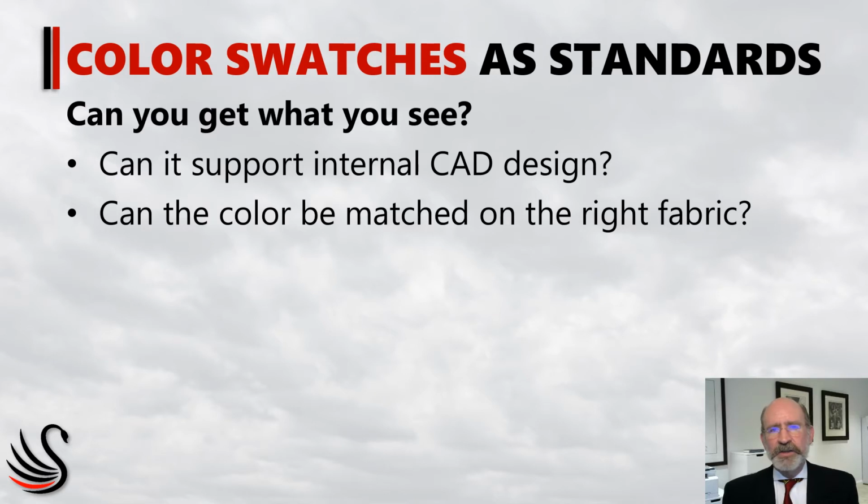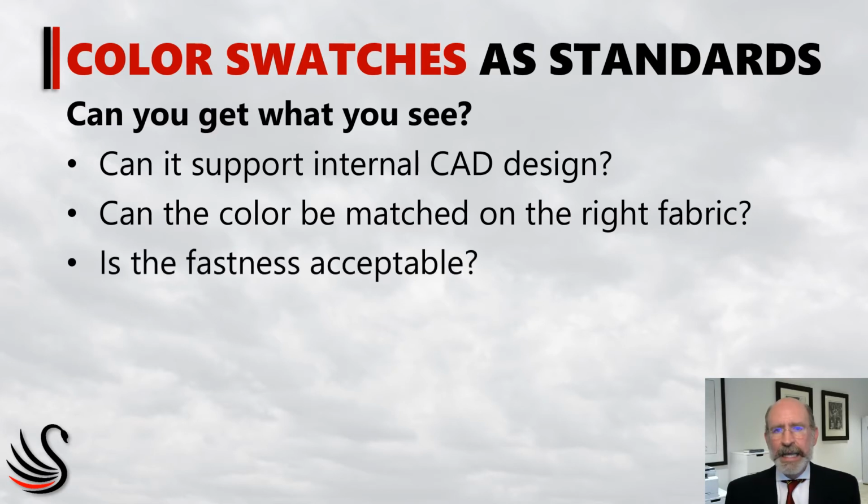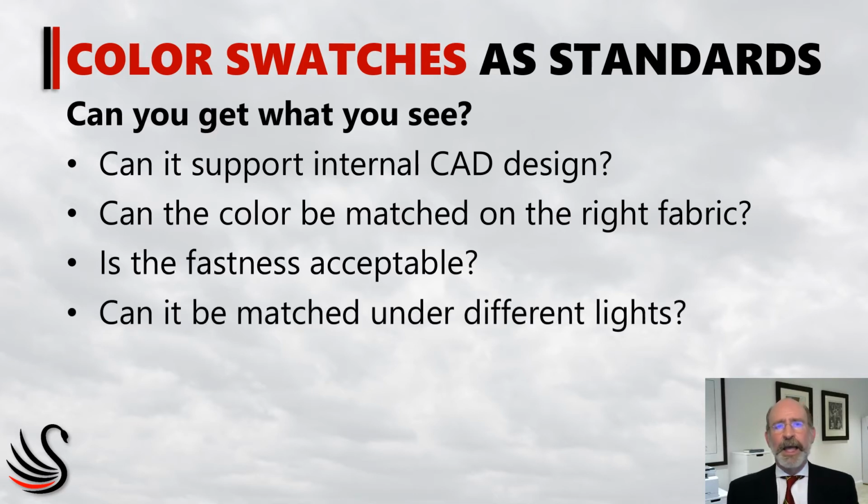And I have this great swatch, but it needs to go on a different type of fabric. So will it be possible for the mill to match that color on that fabric? And if they can match it, will the fastness that that fabric demonstrates be within my company's requirements, be it color fastness, light fastness, crock, whatever? And will that color stay the same? Will it be acceptable under different lights, or will it shift back and forth like we saw earlier in the presentation?